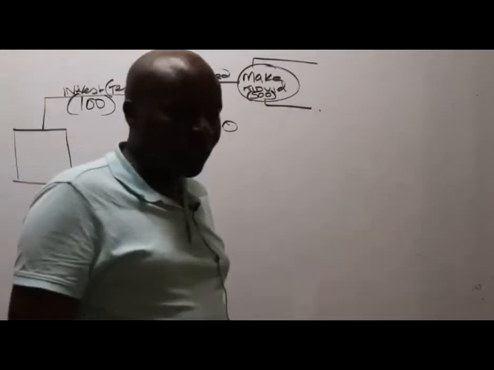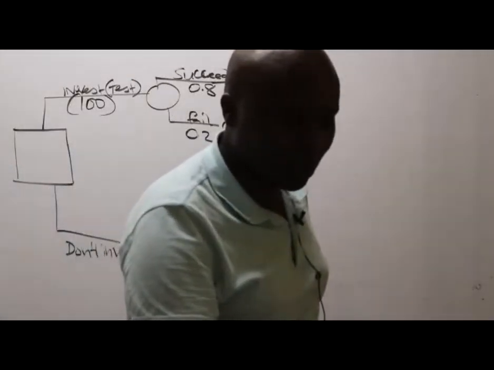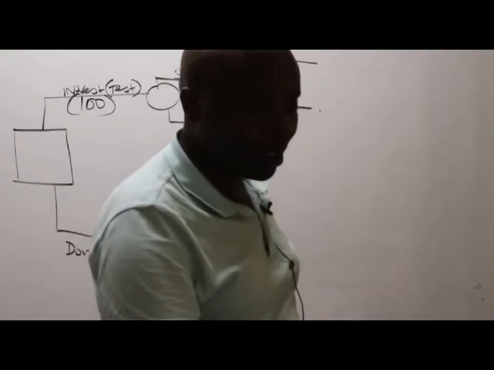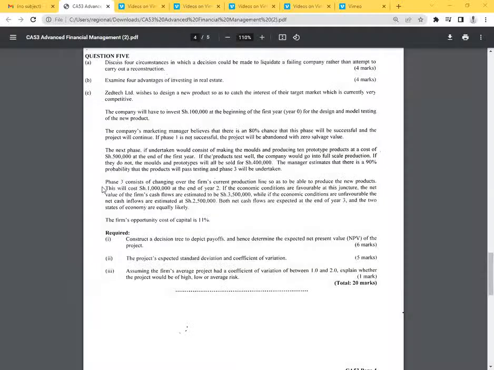So what have they told us, ladies and gentlemen, in the question? That the next phase, if undertaken, would consist of making the molds and the prototype, producing 10 prototype products at a cost of 500 at the end of the first year. Remember, they never told us 500 each. If they told us 500 each, then I would have multiplied to get the total cost. Here it is the 10 prototype products that will cost 500 in total.